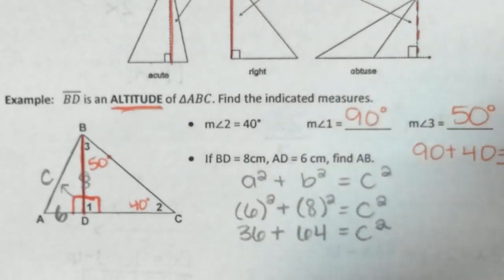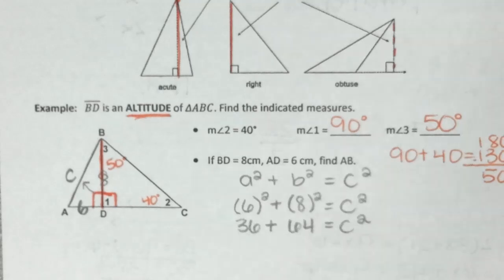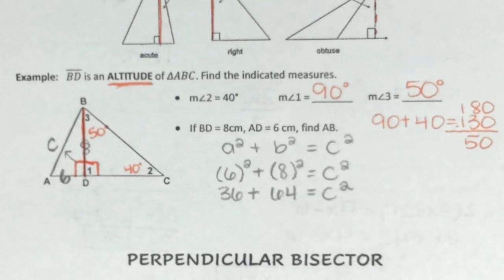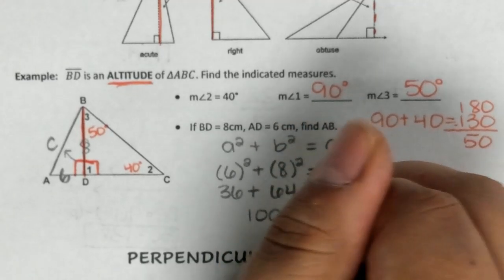Am I going too fast? Now, Nico, you writing this down? Xavier, you writing this down? You're going to be real annoyed when you're at home. You can't do it. What is 36 plus 64? 100.